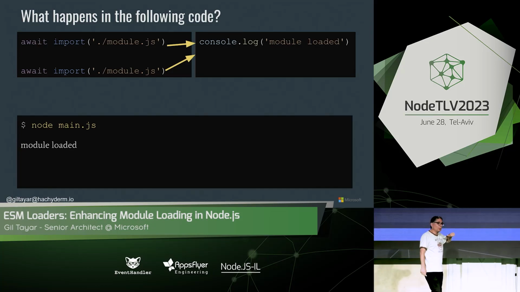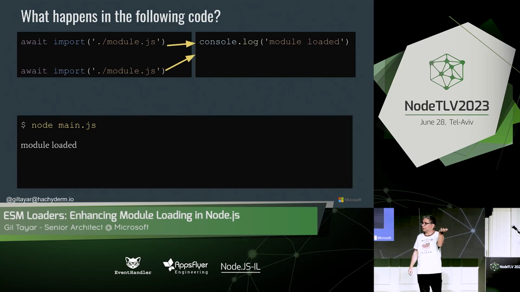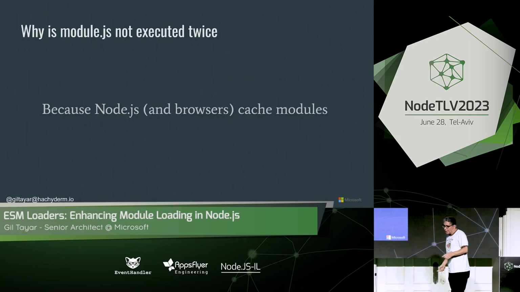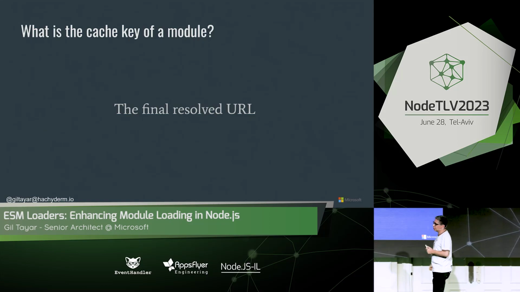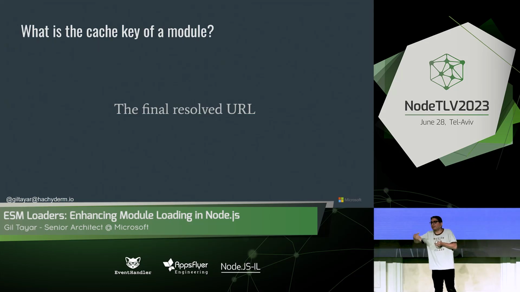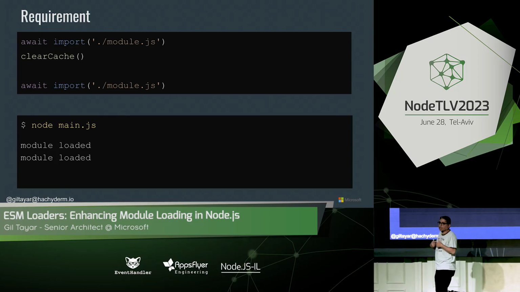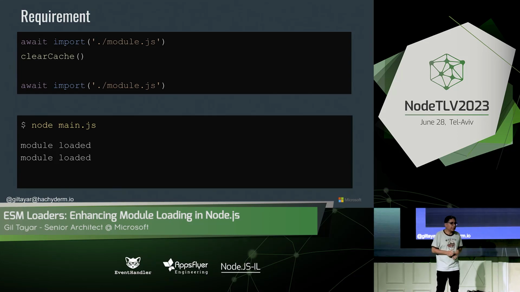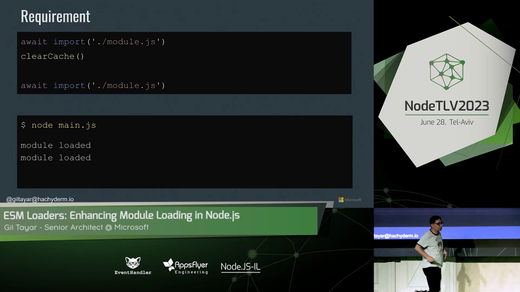Because the second time I'm awaiting, the cache comes in and the module is already loaded and we're good, as we said. So what is the cache key of a module? The cache key is the final resolved URL. It's not a specifier, obviously. It is the final resolved URL from the resolving phase. Know that. What I want is this: await import, clear cache, await import. A lot of people want it. There is no cache clearing in ESM. So how do we do that? This is the requirement.